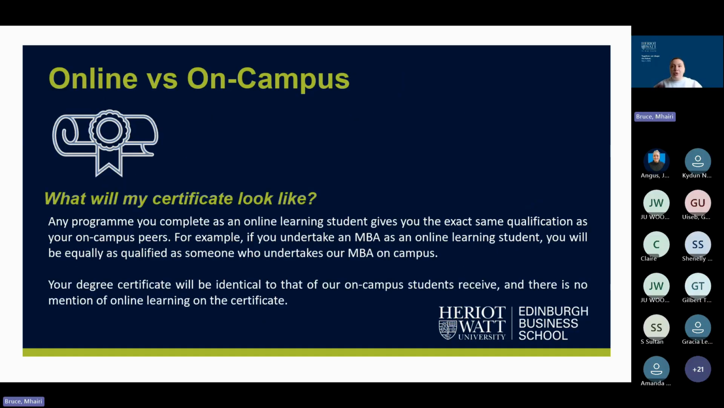So you're looking at online, you're looking at on campus. What's the difference? So what will your certificate look like? Any programme that you complete as an online student gives you the exact same qualification to that of your on-campus peers. For example, if you were to undertake our MBA as an online learning student, you'll be equally as qualified as someone who undertakes our MBA on campus.